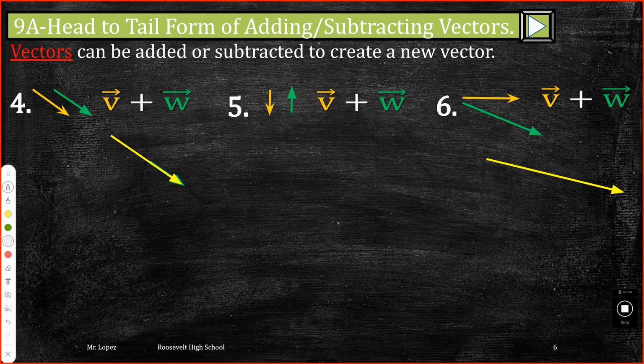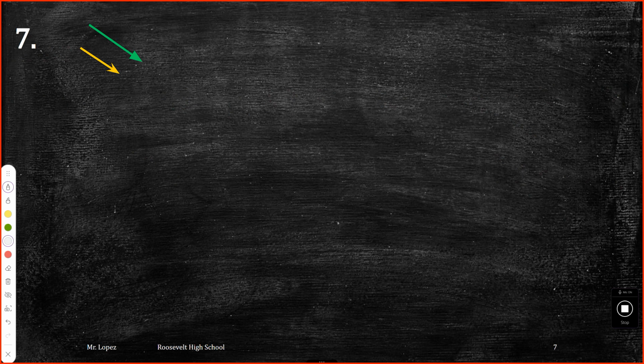So there's the answer when you add these two. It's too many, too much. Let's do a couple more. Let's go with number 7.